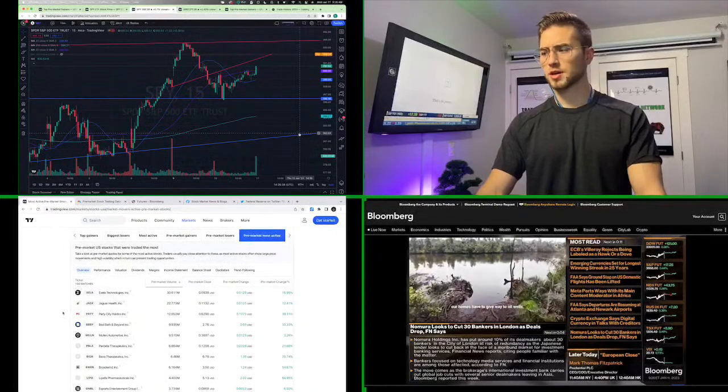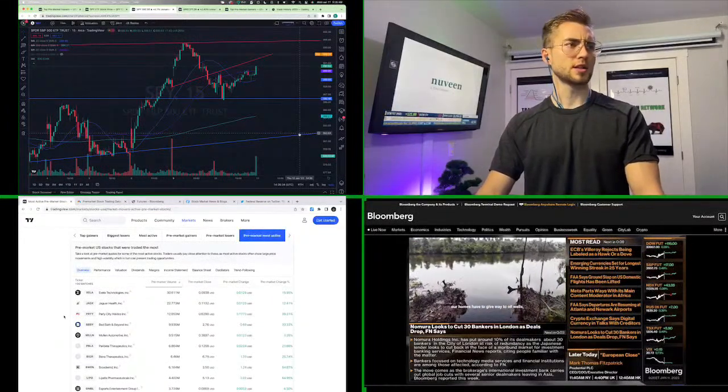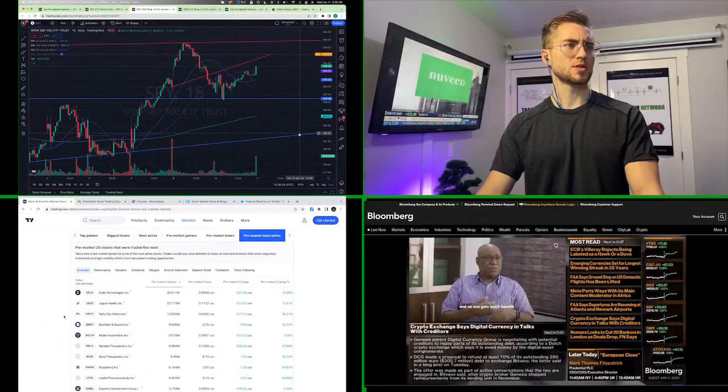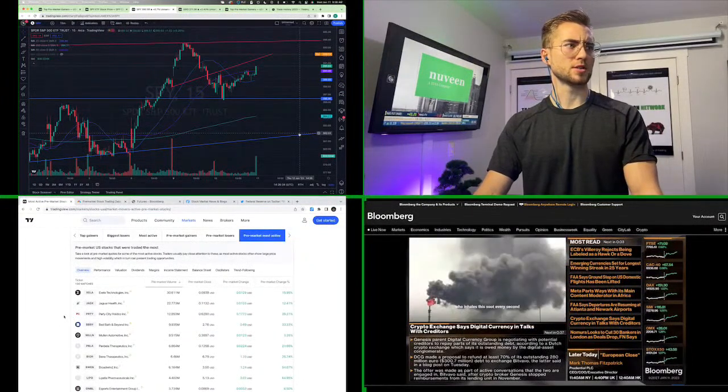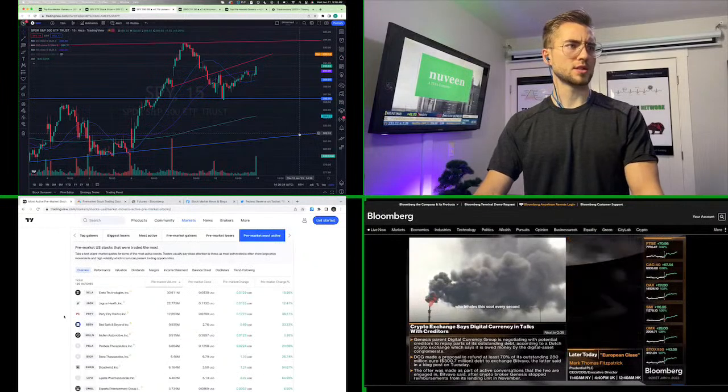So Apple's starting to come down in the pre-market, just slightly, but Microsoft's popping, so it's really canceling each other out. Interesting price action in Microsoft. Tesla's remaining strong.